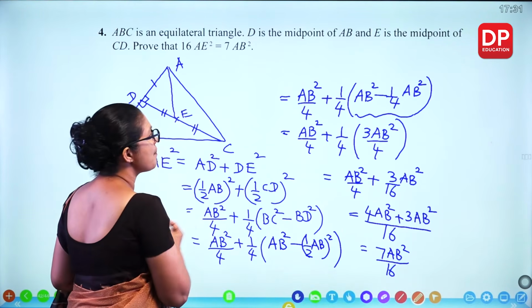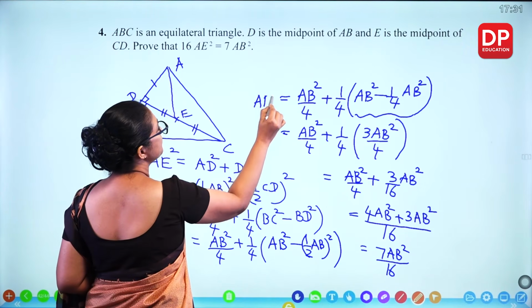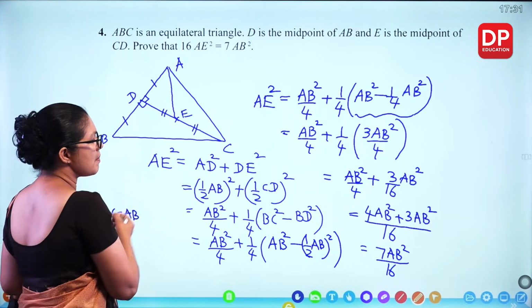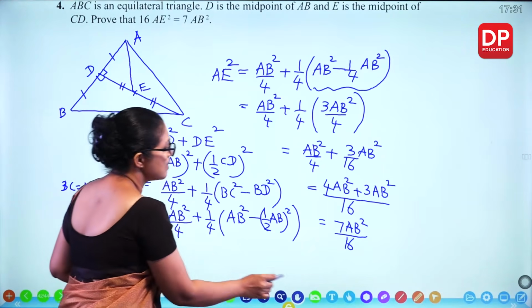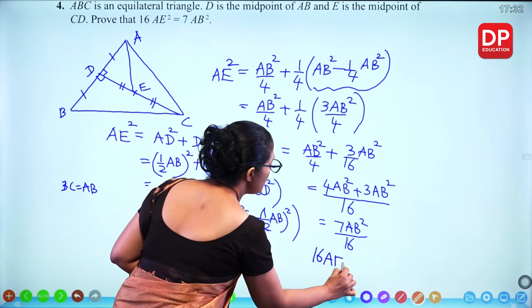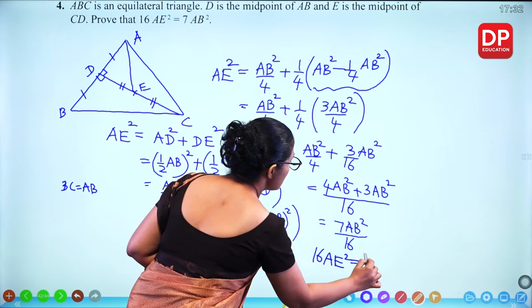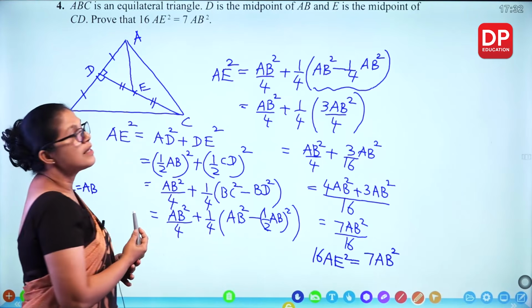Cross multiply. What's this? This is AE squared. When you cross multiply, I get the answer 16 AE squared is equal to 7 AB squared.